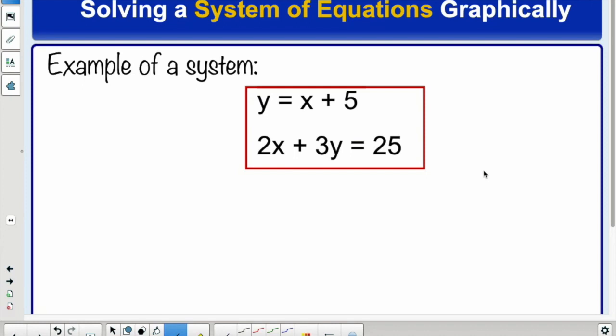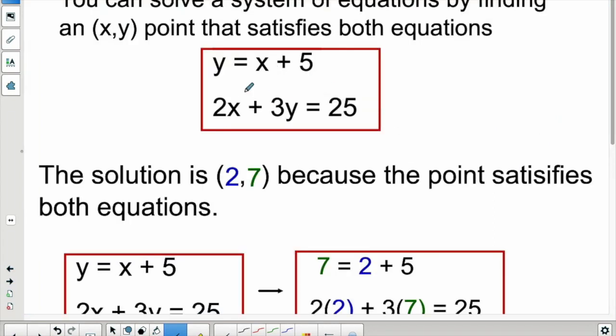And if you had to solve the system, you basically just have to find an x and y point that would work. So any x and y point that would work for both of these two lines, right? In this case, you can solve a system of equations by finding an xy point that satisfies both equations. In this case, the solution is 2, 7 because the point satisfies both equations.